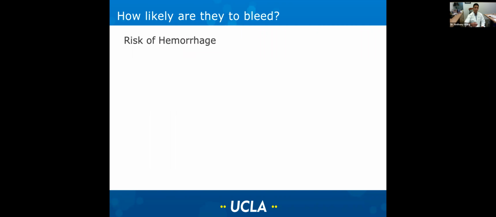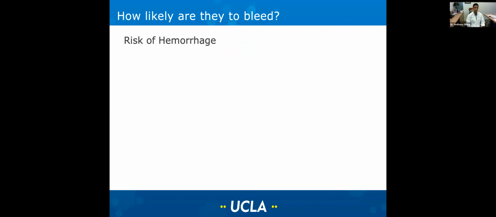So, one of the most important questions about cavernous malformations is how likely are they to bleed? Not only because that influences what you think of having a cavernous malformation, but it also informs the way that you gauge the risk and benefit of treatment.